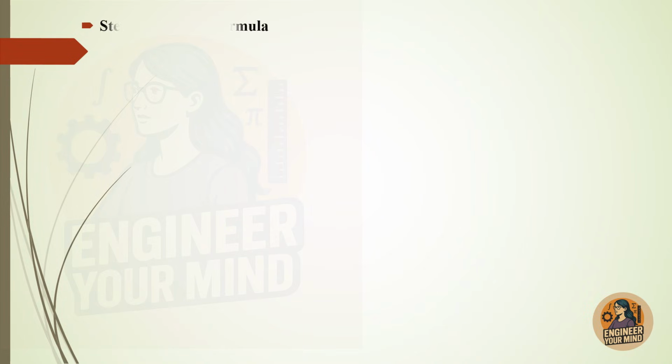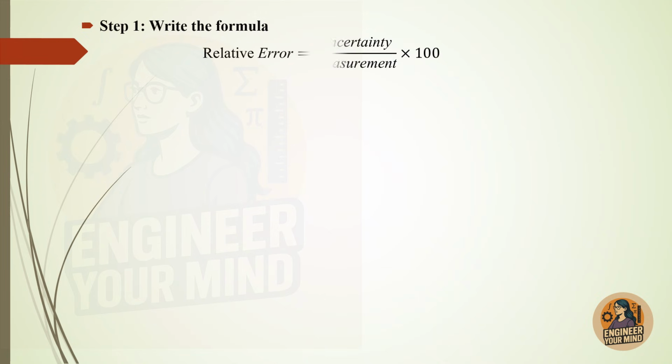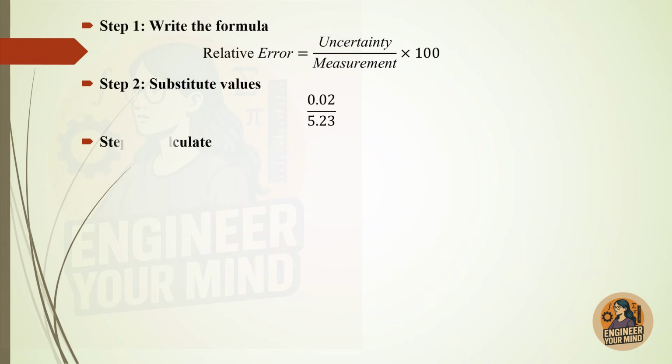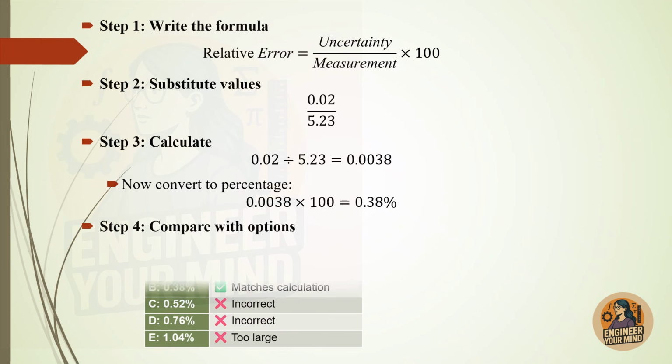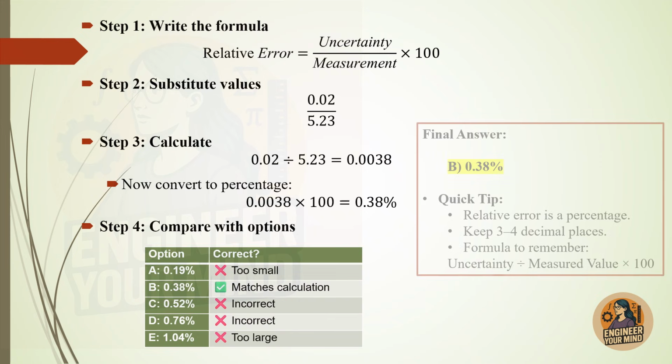Step 2. Substitute the given values. The absolute error is 0.02 centimeters. The measured value is 5.23 centimeters. So we calculate 0.02 divided by 5.23. Step 3. Perform the calculation. 0.02 divided by 5.23 equals approximately 0.0038. Now multiply by 100 to convert to percentage.